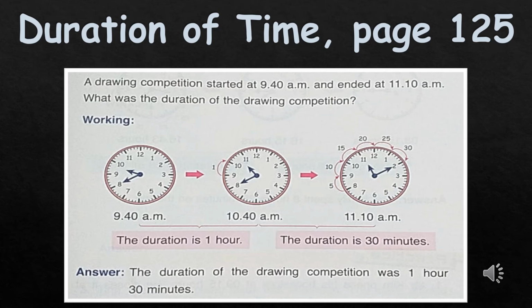Now, what you can do, first add 1 hour to the 9:40. So then it's 10:40. If you put another hour, it's 11:40. So that's too much. So we know it is 1 hour. Now, how many minutes? From 10:40 to 11:10 is 30 minutes. So the duration of the drawing competition was 1 hour and 30 minutes. From 9:40 to 11:10 is 1 hour and 30 minutes.